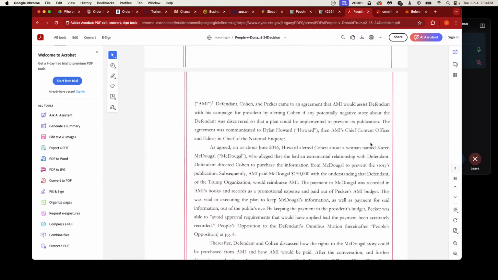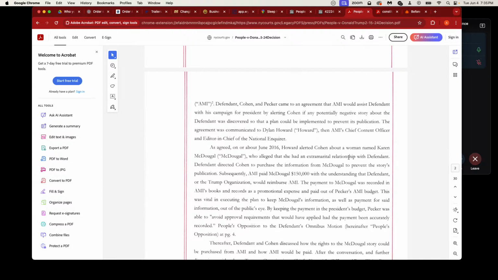AMI paid. The payment to McDougal was recorded in AMI's books as a promotional expense and paid out of Pecker's AMI budget. That there is, I would say, falsifying business records because that wasn't a promotion. I would substantiate that if I was a prosecutor, and there was a law or statute that said you couldn't falsify business records. I would support that because that doesn't match. If this is true, that doesn't match what that was actually for.